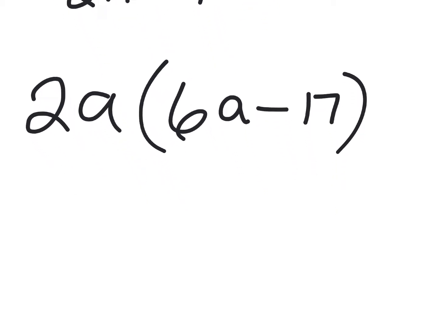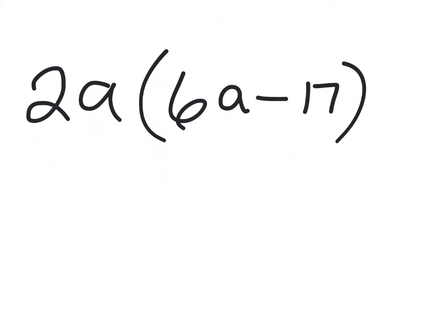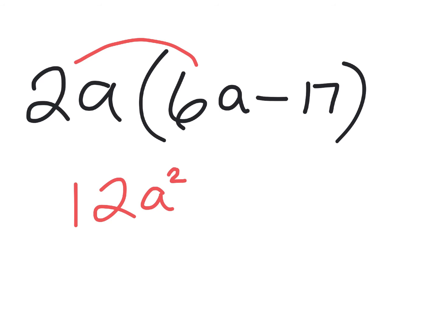All right, so let's talk about this one. What happens when there is more variables? Well, I think most of you know 6 times 2 is 12. But I think some of you are going to not be sure what to do with the a's. Max? A squared. You are correct. 12a squared.